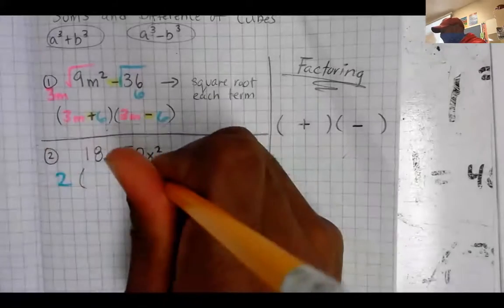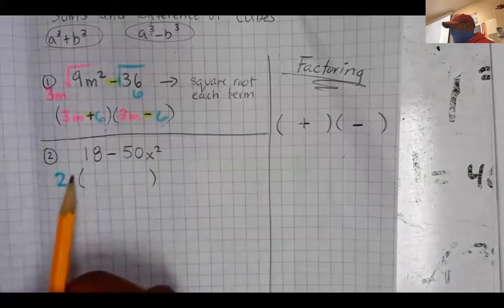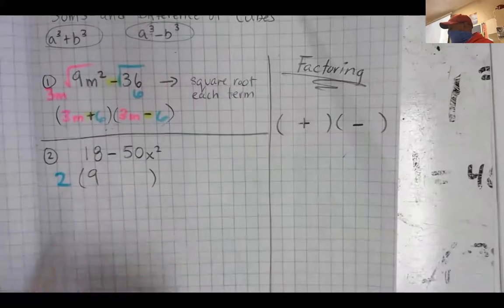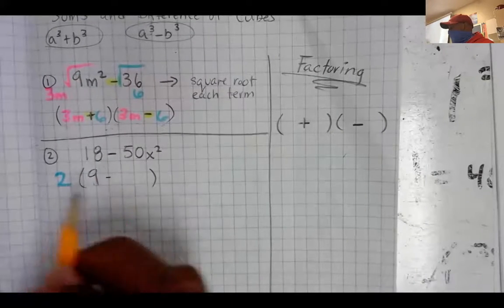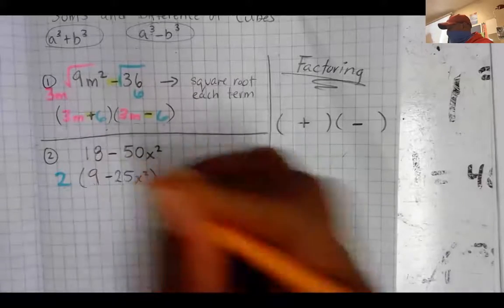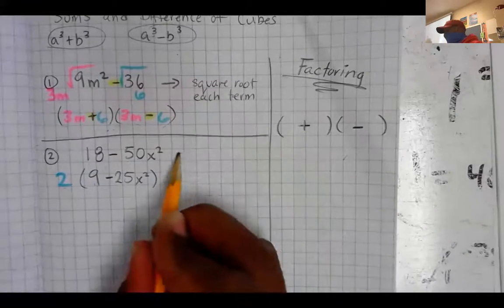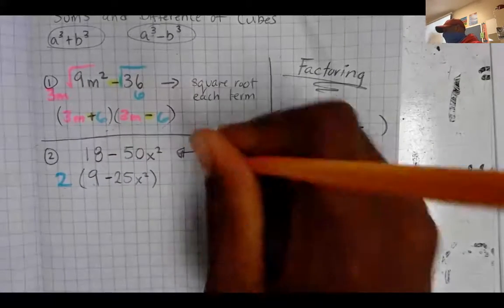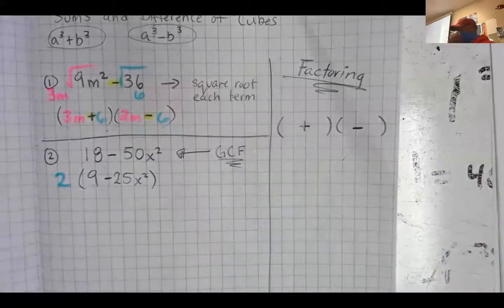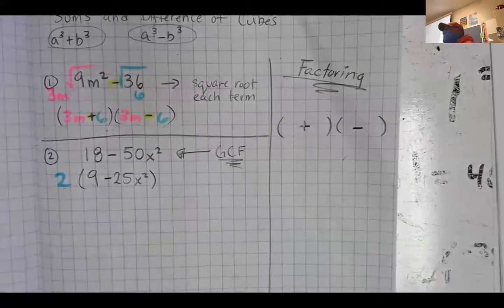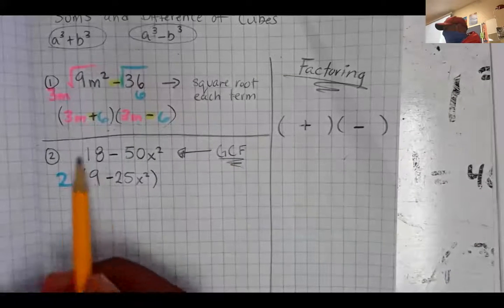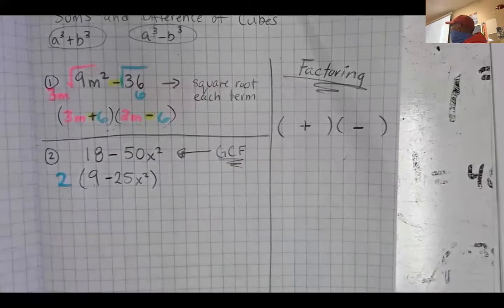All right, so now let's factor out the 2. That means I'm going to divide it into these two terms. So 2 times 9 is 18, and then 2 times 25 is 50. So the first step I'm looking for, in this case, is a greatest common factor. And the greatest common factor always goes on the outside, in front of the parentheses. So that's why it's coming out of those terms.